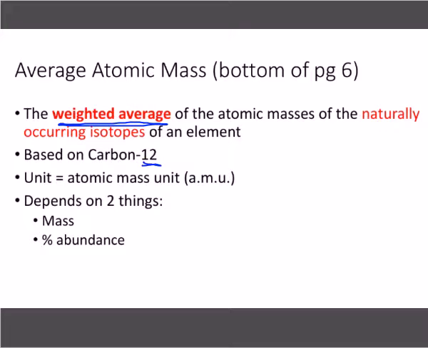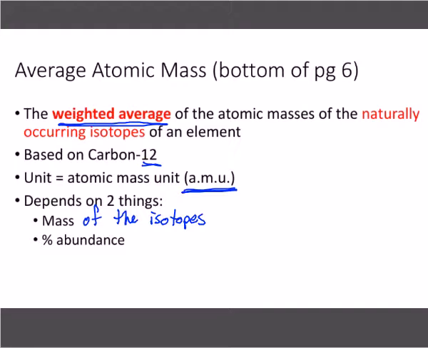There's a couple other isotopes. There's carbon-13 and carbon-14. Have you guys ever heard of carbon-14? Carbon-14 dating? I would hope so. Maybe, maybe not. All right, we'll talk about that more when we do our nuclear unit later on. Our unit is AMU. We will have another unit later on in the year when we talk about molar masses, but we'll get there in about a month or two. It depends on two things. It depends on the mass, and this is specifically the mass of the isotope. And then the percent abundance.